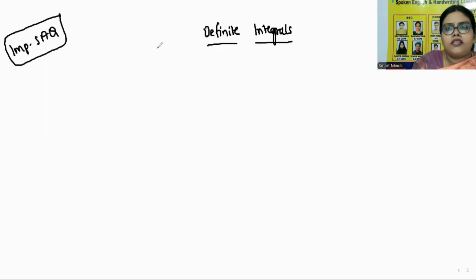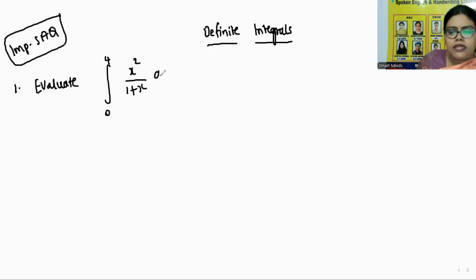So in today's class, we will get started with definite integrals, important SAQ. Take the first SAQ: evaluate integral 0 to 4 x square by 1 plus x dx. So let's see how to solve this. Integral 0 to 4 x square by 1 plus x dx.